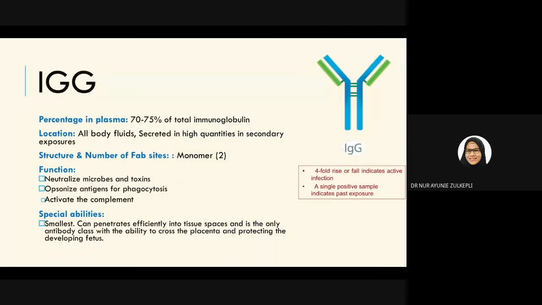So IgG has the highest percentage in plasma, 70 to 75% of total immunoglobulin, and it is secreted in all body fluids in high quantity upon secondary exposure. It is in the form of a monomer with two Fab sites, 1 and 2. It functions to neutralize microbes and toxins, opsonize antigen for phagocytosis, and activate the complement system. Its special abilities: because it is the smallest, it can penetrate efficiently into tissue spaces, and it is the only antibody class with the ability to cross the placenta and protect the developing fetus. So this is IgG.